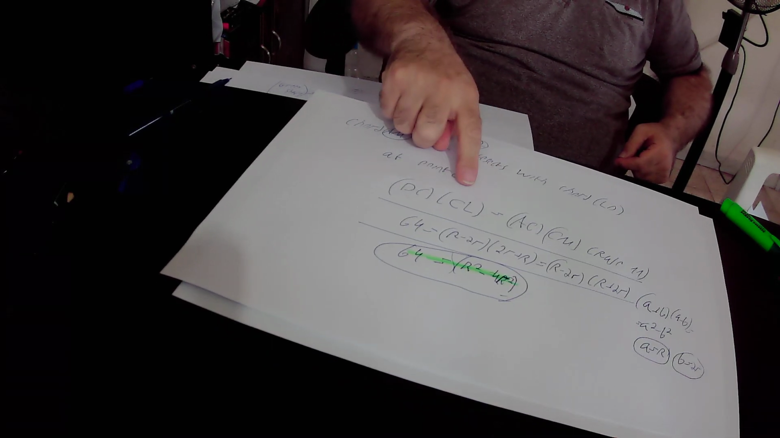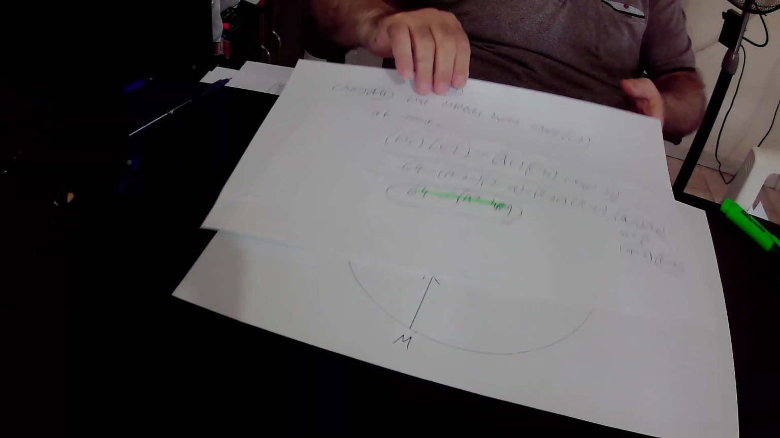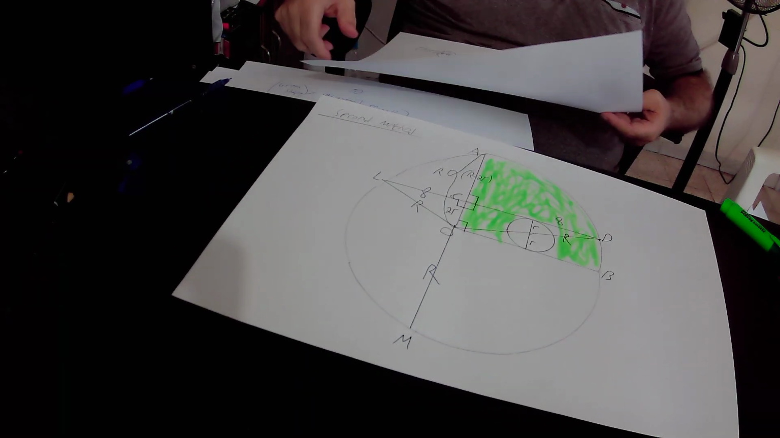CD equals 8, CL equals 8, therefore 8 times 8 is 64. AC equals capital R minus 2.